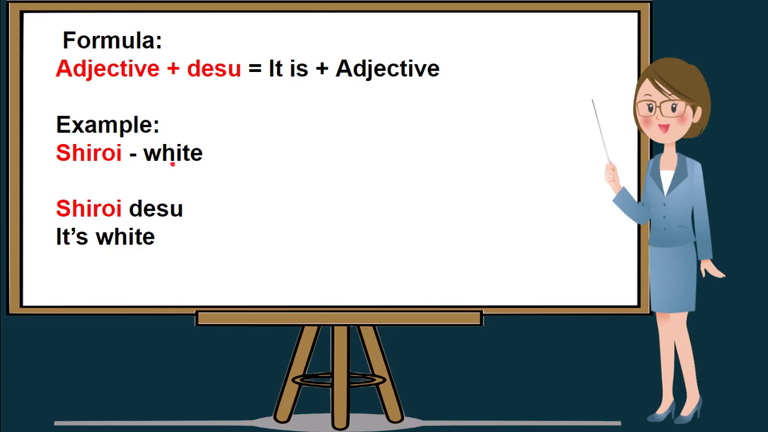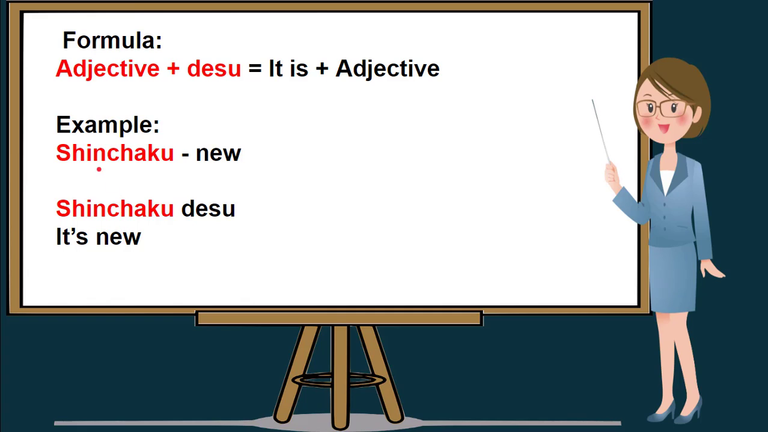Another example will be the use of shiroi or white. Shiroi is an adjective. We only need to add desu with this adjective shiroi to make it shiroi desu, which means in English, it is white or it's white. Once again, shiroi desu, or in English, it's white.